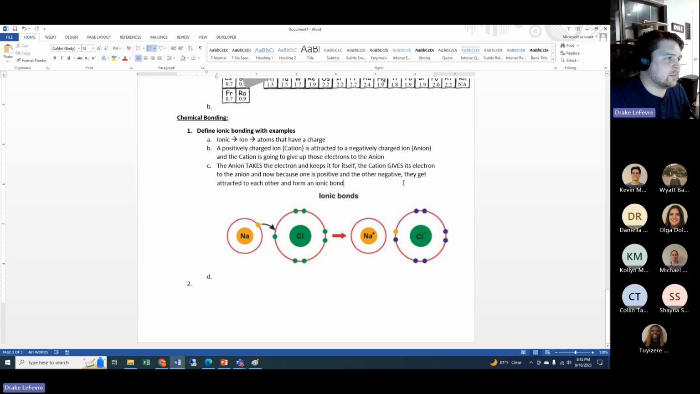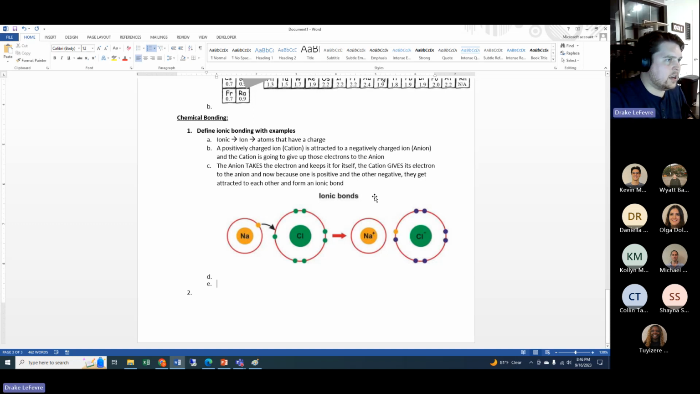This is a little bit of a better example. Sodium and chloride. So sodium wants to give an electron. Chlorine wants to take an electron. And so the chlorine is going to take the electron, and you have sodium and chlorine, and then those two are going to stick together.